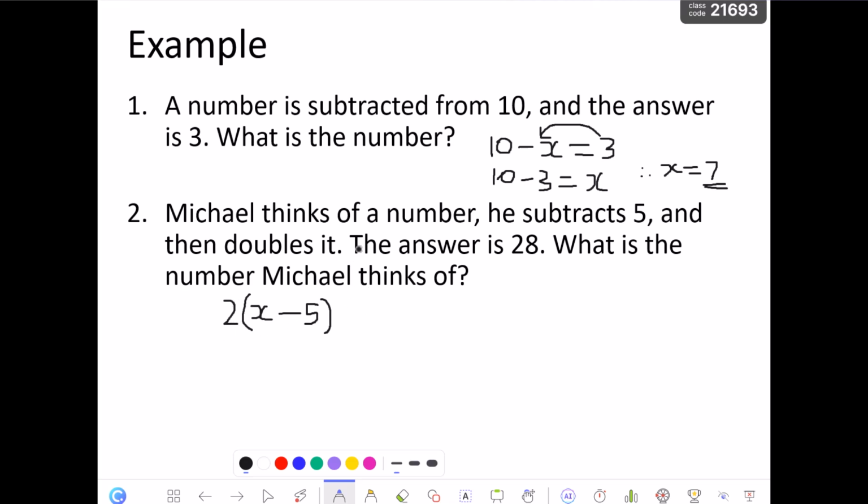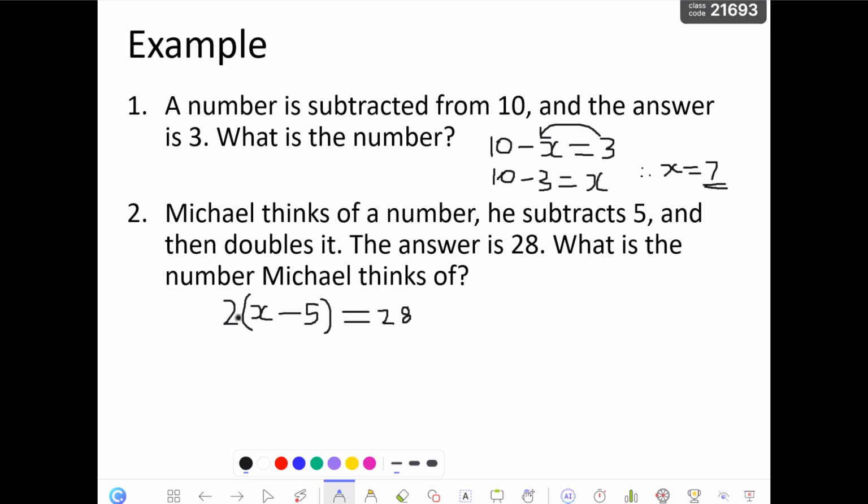Now, finally, what happens? They now say the answer is 28. So make it equal to 28. So this is the interpretation of the word problem. Finally, let's solve and get our answer. And I say, what is the number Michael thinks of?